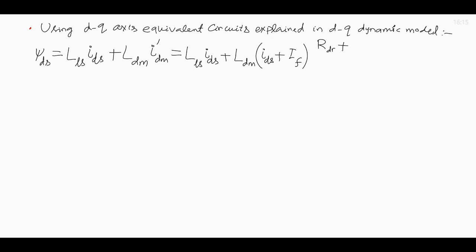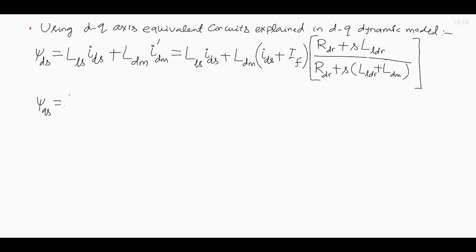According to the current division principle, during the transient period, because the inductances L are there, RDR plus S LDR, during the transient period these inductances are also active. So, RDR divided by RDR plus S LDR plus LDM. So, according to the current division principle, IDS plus IF is divided and flowing into the magnetizing branch given by this component.